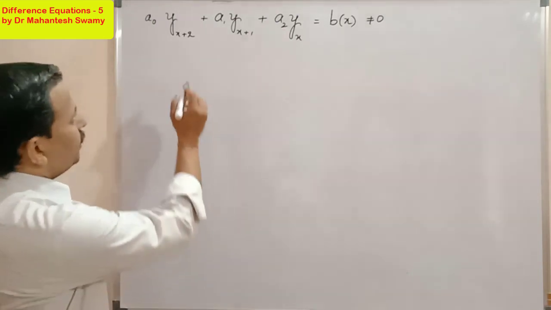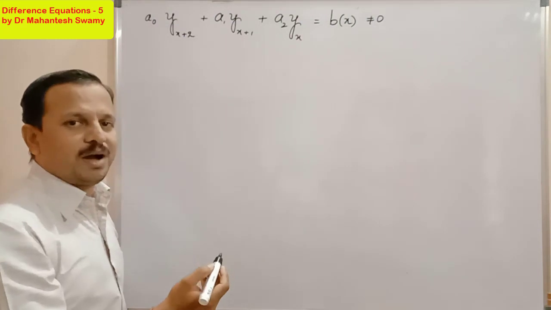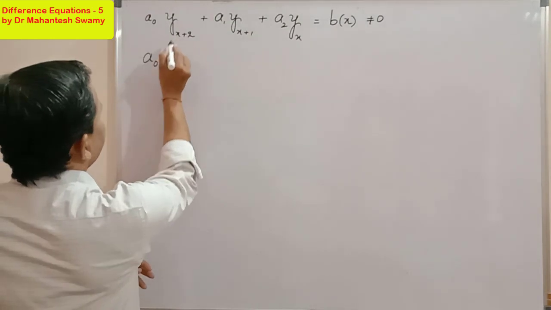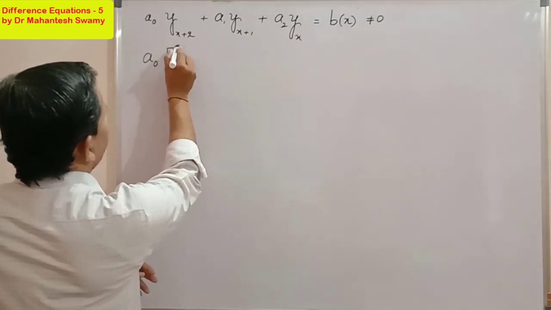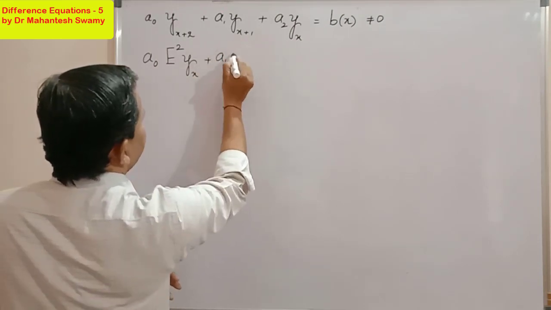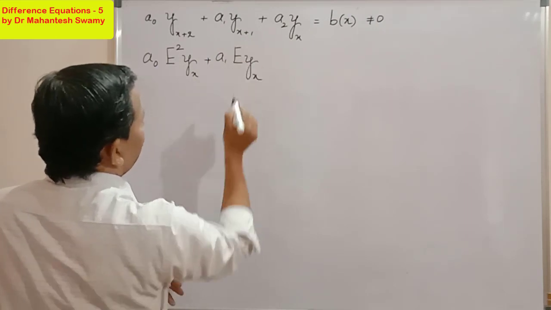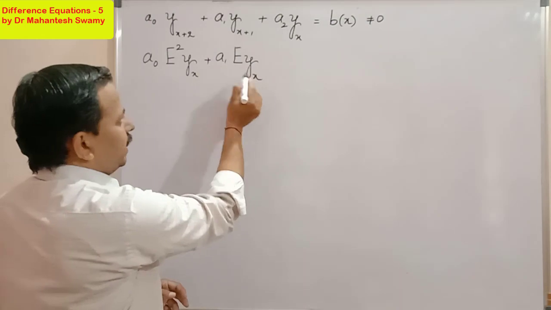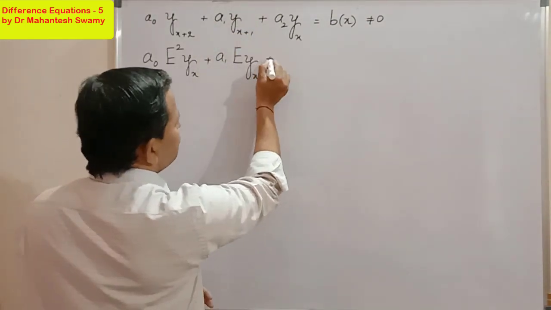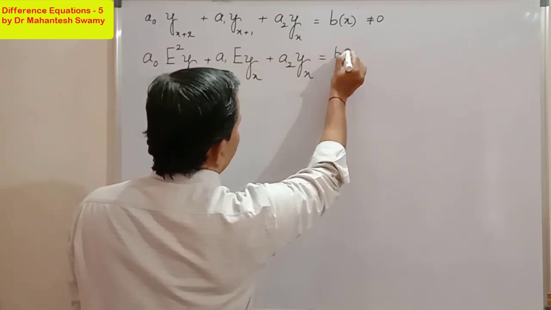Now this difference equation should first be written in the form where we find the shift operators, as usual. So a naught into y x plus 2 can be written as e square of y x, plus a1 as it is, e y x plus 1. I have already told you that e of y x, that is the shift operator operated on y x, becomes y x plus 1. Therefore this has been written like this, plus a2 as it is, y x as it is, and on the RHS b of x as it is.